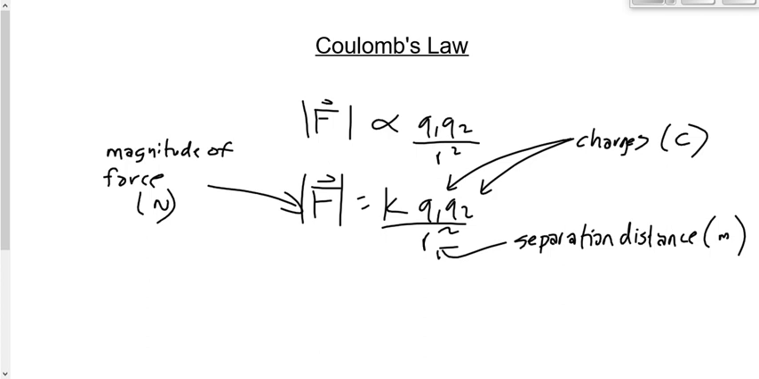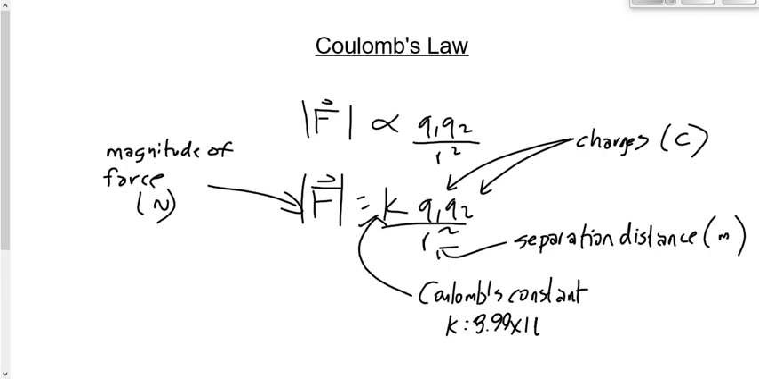And finally, k. This is the real new one here. k is a constant called Coulomb's constant. And the value of Coulomb's constant is 8.99 times 10 to the 9 newton meter squared over coulomb squared. That's on your data sheet, so don't worry about memorizing that.